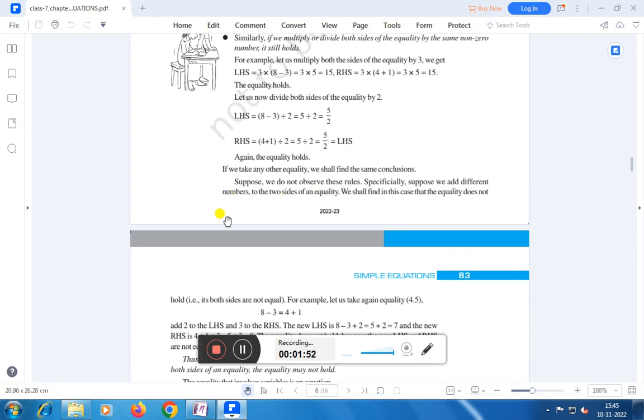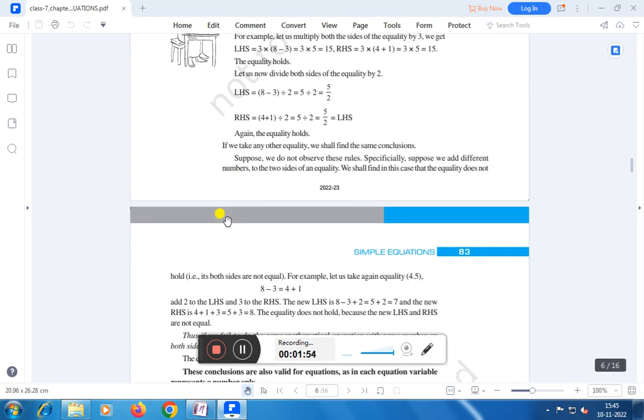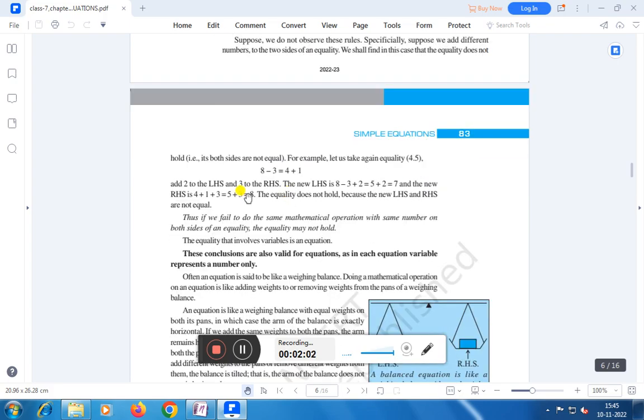Suppose we do not observe these rules. Specifically, suppose we add different numbers to two sides of an equality. We shall find in this case that the equality does not hold, that is, both sides are not equal.